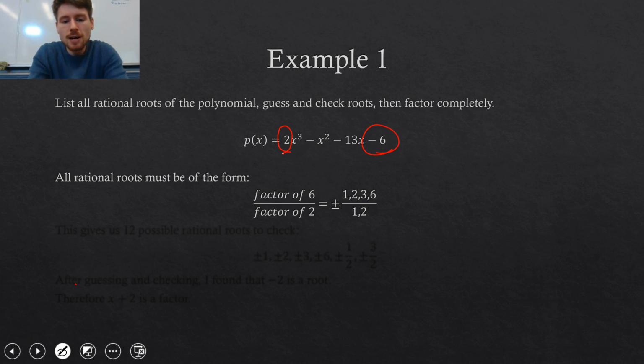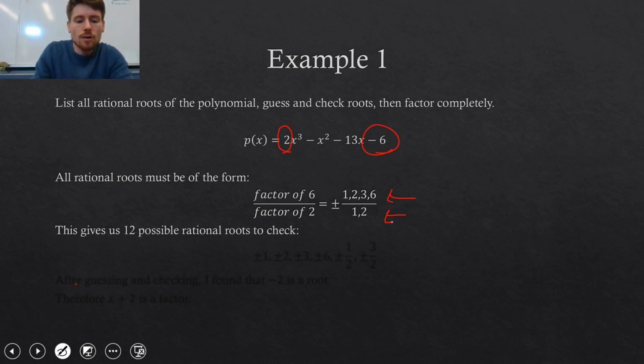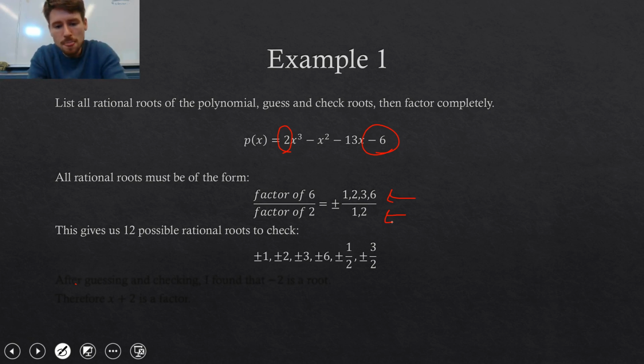So all of our factors of 6 I've listed up here: 1, 2, 3, and 6. And all our factors of the leading coefficient are 1 and 2. I've listed those down there. So that's going to give us 12 possible rational roots that we can check, that we can throw into the calculator and see if they are actually zeros or not. Okay, what are those 12 numbers? Well, you have 1, 2, 3, and 6, and that's all from dividing by 1.